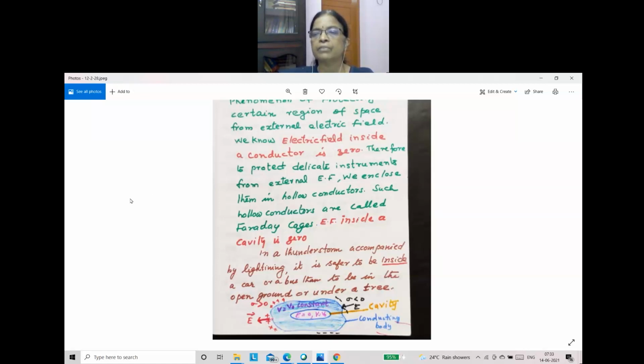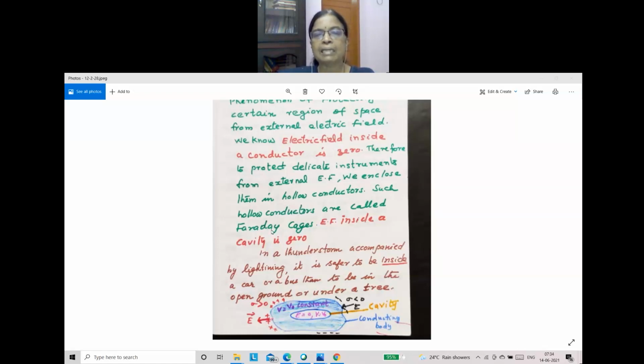Inside the cage, it acts like a cavity. Whatever charge comes, charges reside only on the surface of the conductor, and inside it will be free of any external electric field. So that is the Faraday cage.